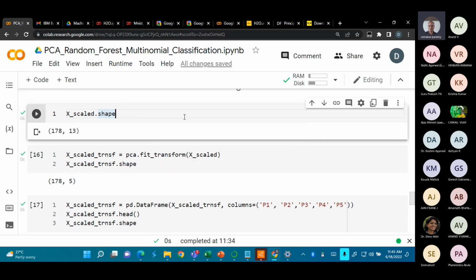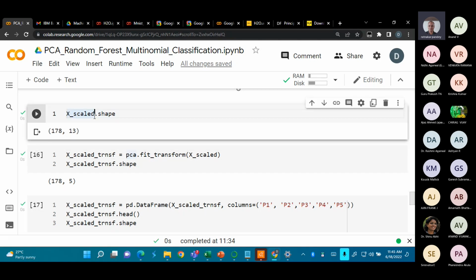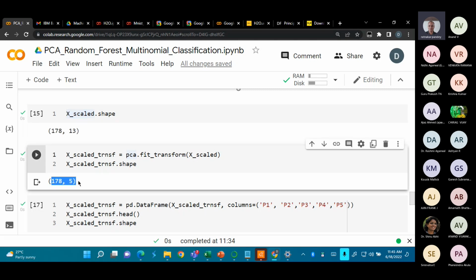So till now, we know that our original data was 178 rows, 13 columns. I am now saying the PCA that we have formed has 5 components. I want to transform this data's features. And after I do the transformation, I end up with 178, 5. What does it mean? 178, 5.